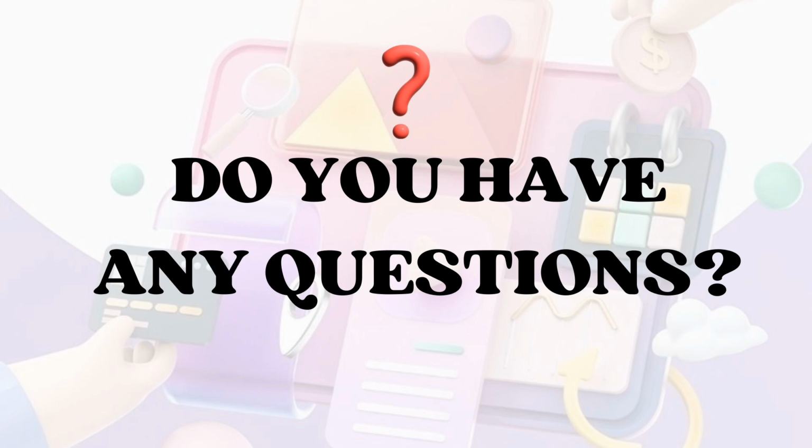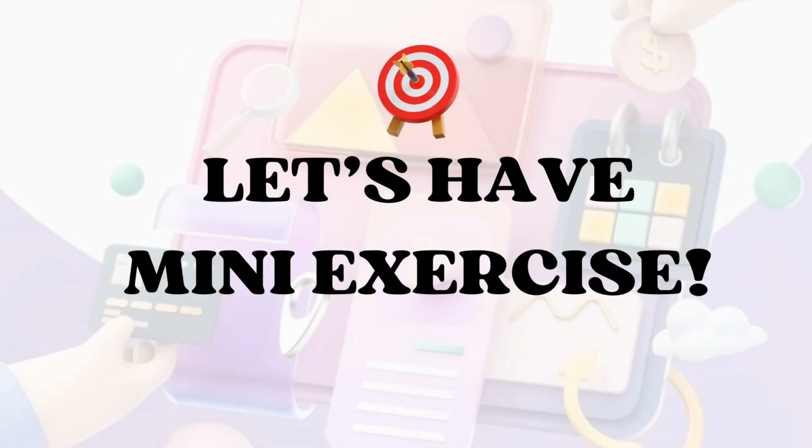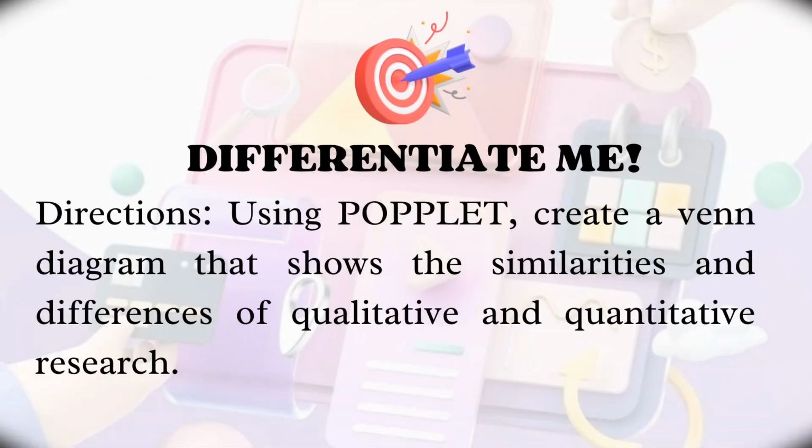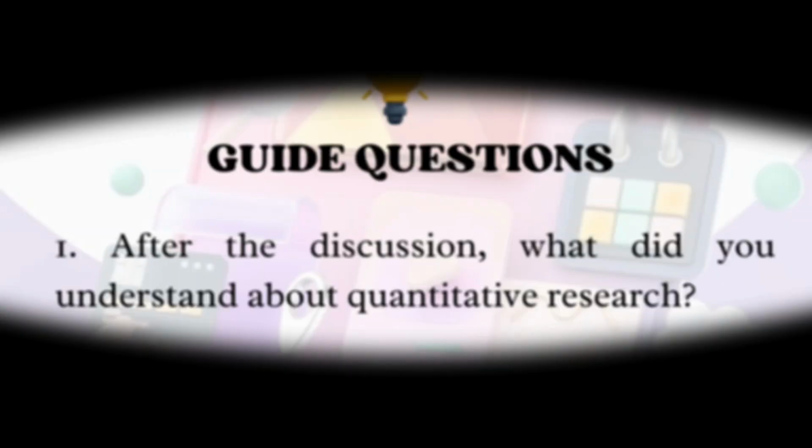None? Alright, so with that, we will be having our mini exercise. Again, allow me to read the directions. Using Poplet, create a Venn diagram that shows the similarities and differences of qualitative and quantitative research. I will be giving you 5 minutes to do this mini exercise.